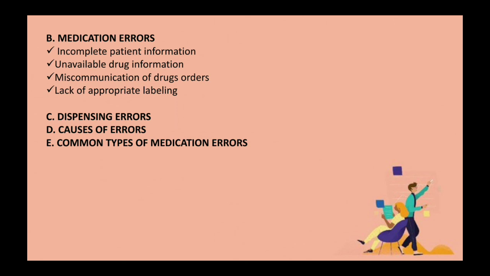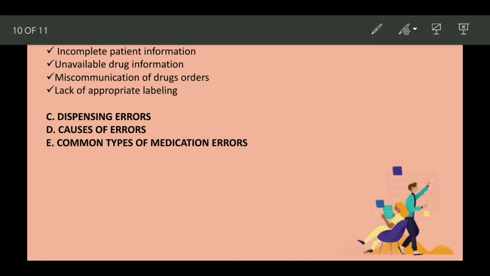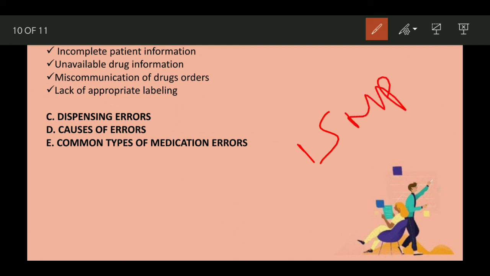Then common types of medication errors. The Institute for Safe Medication Practices, that is ISMP, identifies the following areas as potential causes of medication errors, like poor drug distribution practices. If the practices are not proper, then poor drug distribution takes place. Then when the working environment is stressful, then errors occur. Then if complex or poorly designed technology is there, then errors occur.